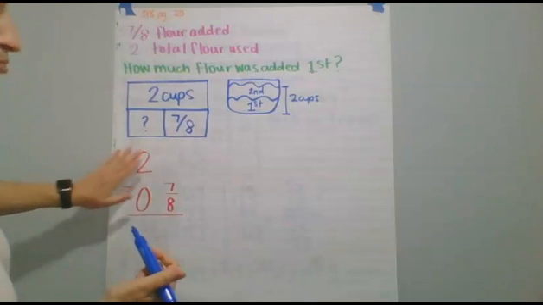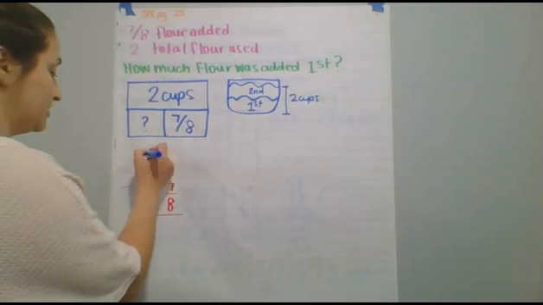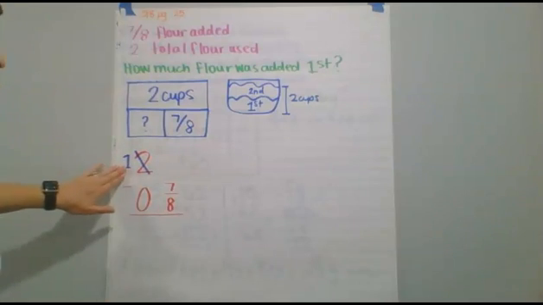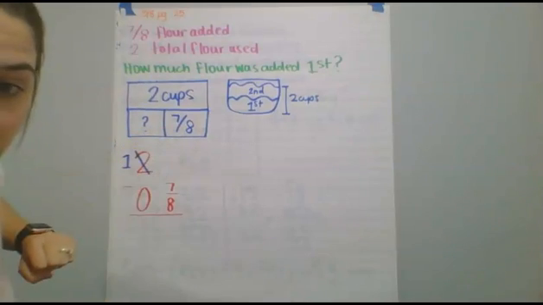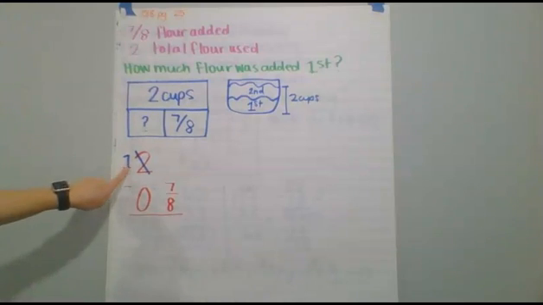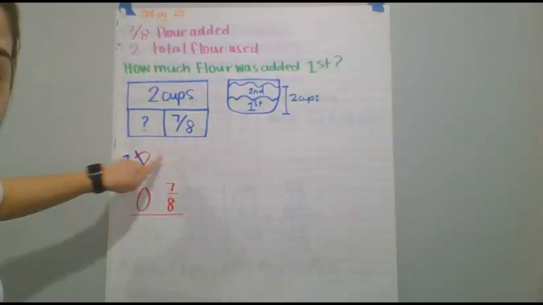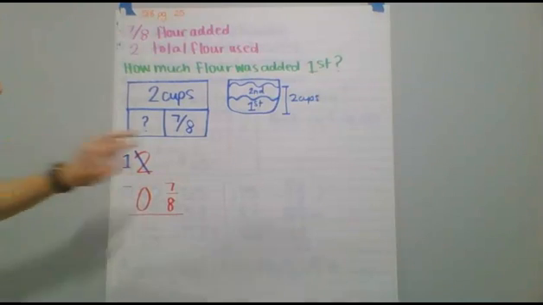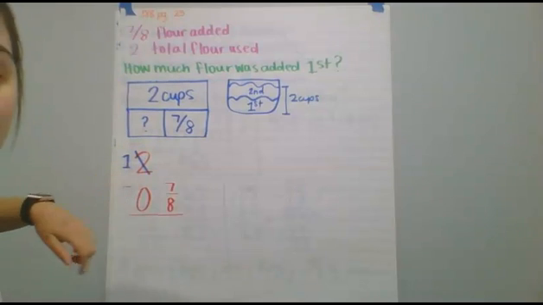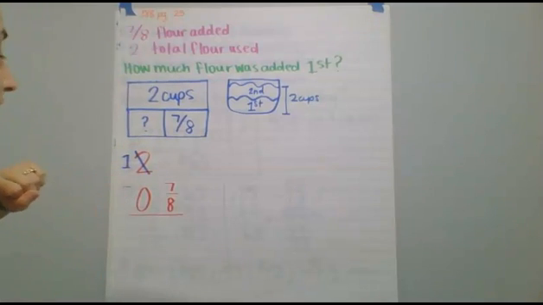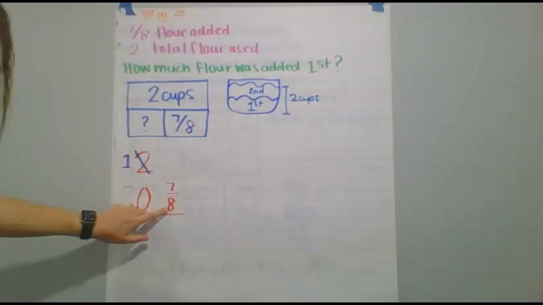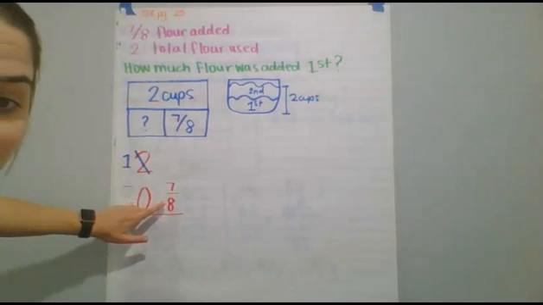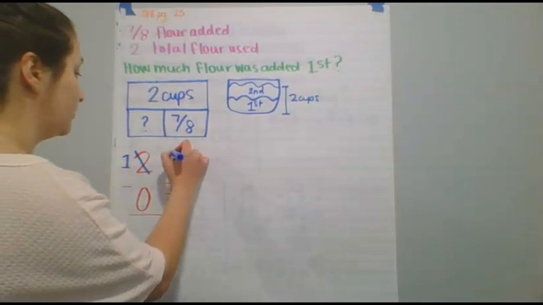So what I have to do is borrow from my whole number. So I'm going to turn this 2 into a 1. And then I want to figure out what my fraction can be here, okay? I want this 1 plus whatever this fraction is to equal 2. So we know 1 plus 1 is 2. So I want this fraction to be equivalent to 1 whole. In order to do that, I need to look down here at my denominator. I'm going to use this number as my numerator and my denominator, okay?